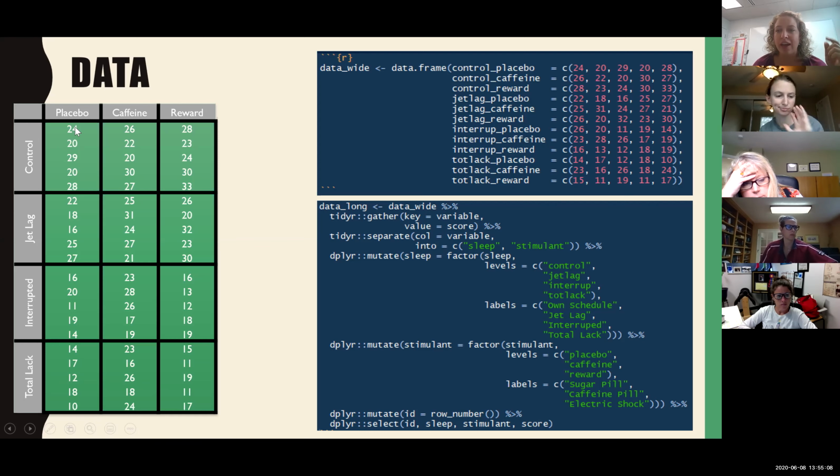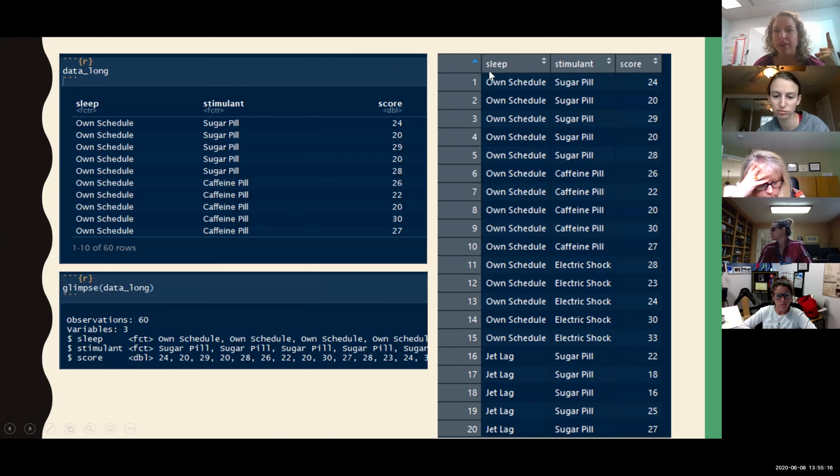So when we enter this, in our R, we need to have 1 line per person. And then when we do this gather command or the pivot longer, we end up with 1 line per person. So we have a variable called sleep, which says what kind of sleep situation they were in, stimulant, which says what stimulant situation they were assigned to, and then the last variable is their score, their driving score. So now we have 60 lines in our data set, 1 line per person, and these 3 variables. So that's how we would want it in our computer program, 1 line per person.